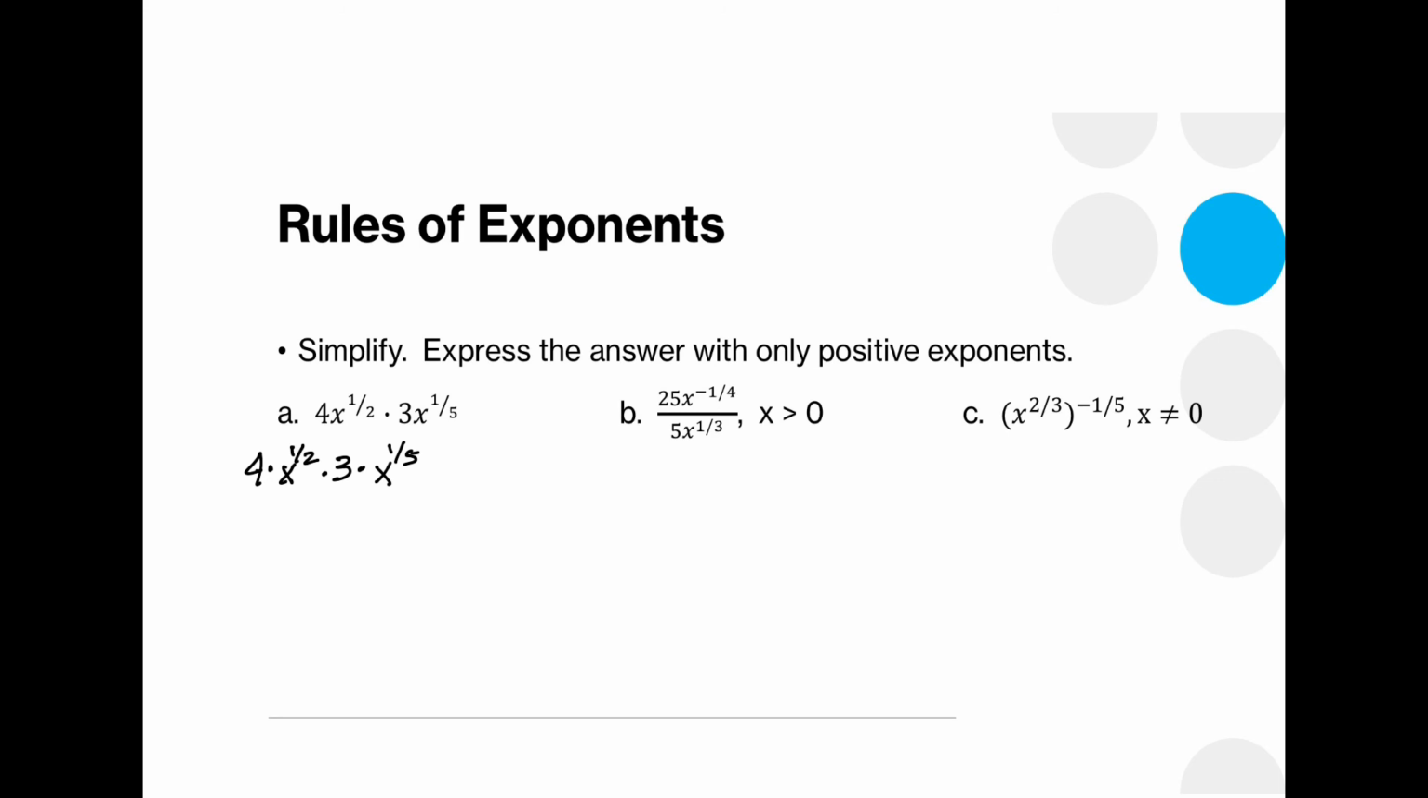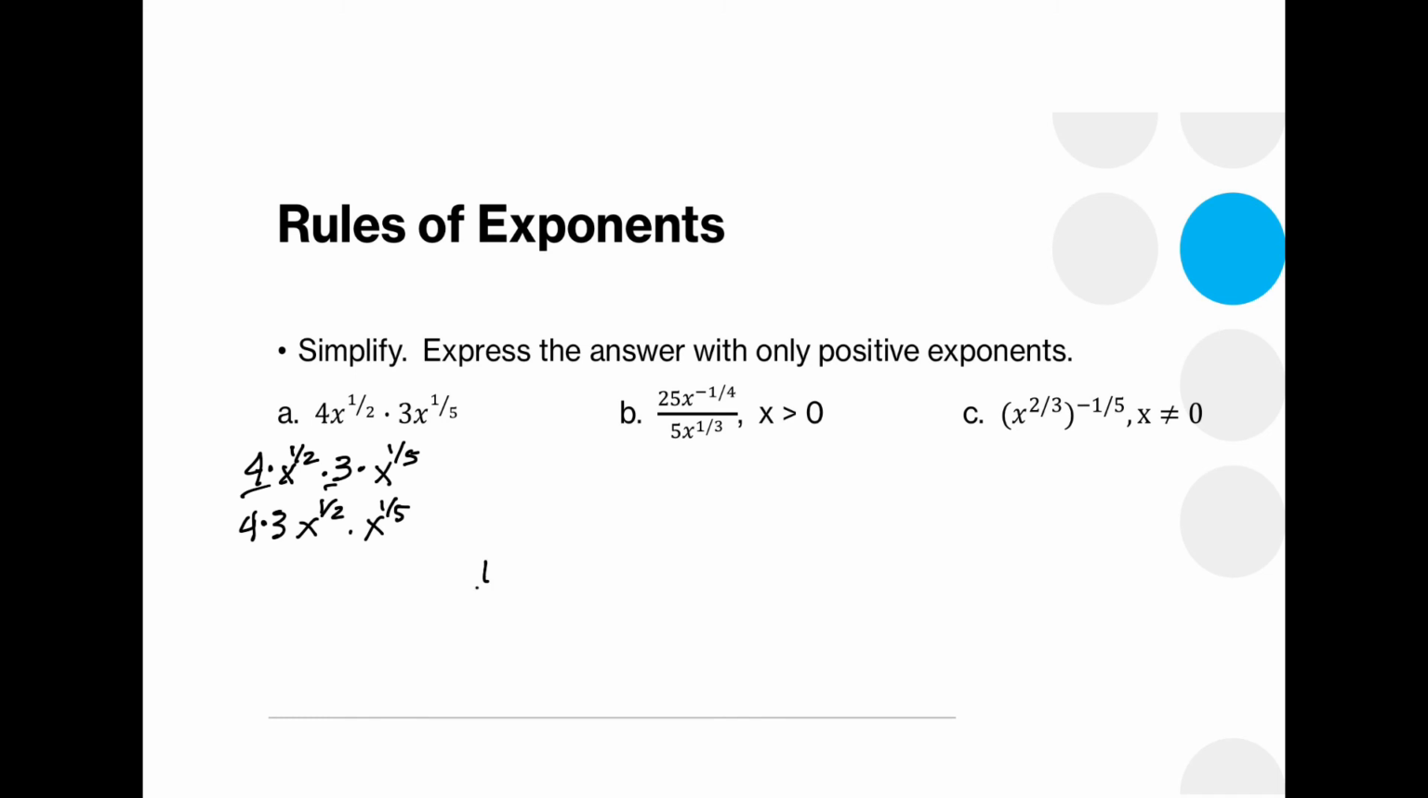We think that they're really connected in some non-disconnectable way. But everything here is being multiplied, and when everything is being multiplied, we can just disconnect them and multiply the things that can be multiplied, like 4 times 3. X to the 1/2 and x to the 1/5 can also be multiplied. We just have to add their exponents according to the product rule.